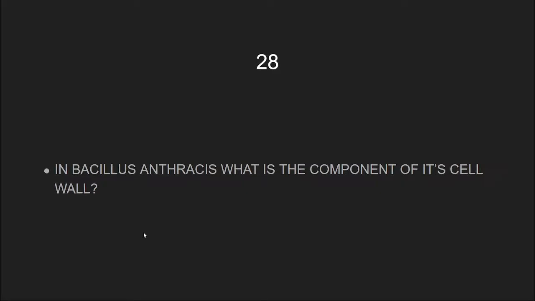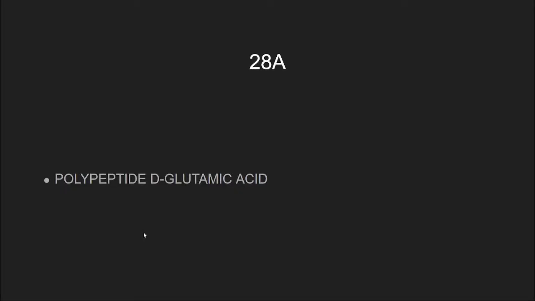Bacillus anthracis is the next one that has a special component. Let's show them the next slide. Bacillus anthracis is the next one that we have to talk about. Okay, Bacillus anthracis has what you call a polypeptide D-glutamic acid component. And this has something to do with its pathogenicity also, or protecting the spores. Okay, so next slide.